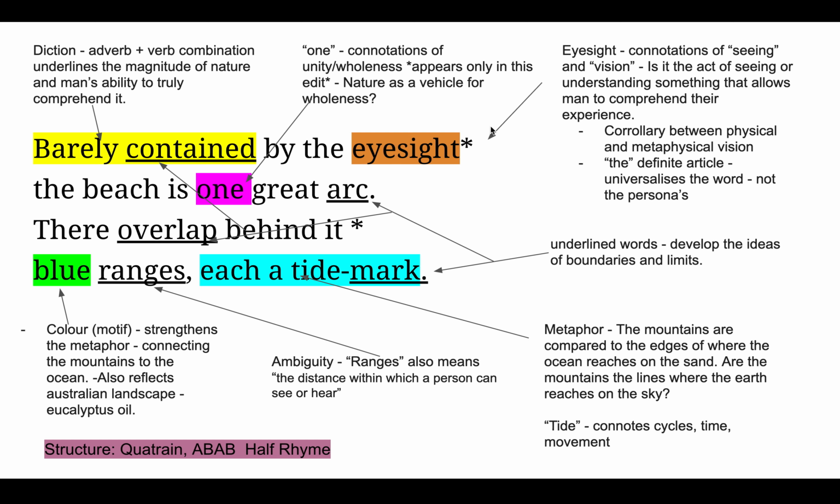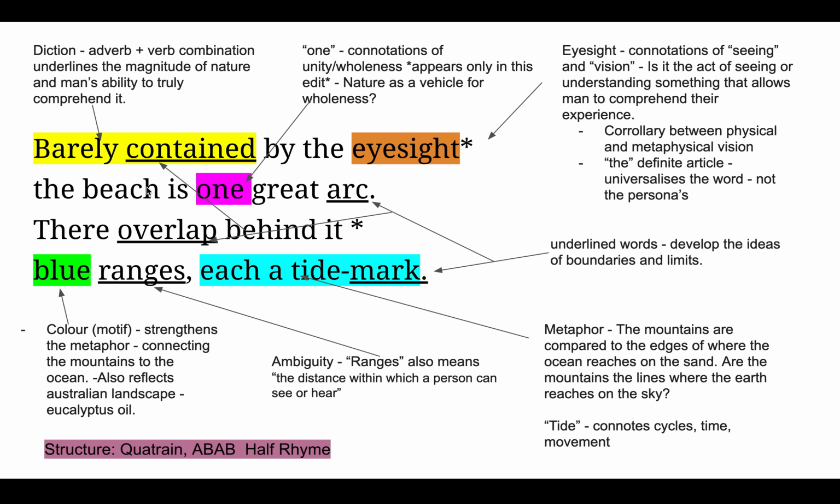Now, there's a corollary, or a sort of connection between the physical vision and the metaphysical vision. So between seeing something physically and seeing something as an understanding. And I think that's further emphasized by the use of the eyesight, which is a definite article, which universalizes that word. So it's not just the persona's eyesight, it's eyesight in general. And it's saying, is our ability to see things, even if barely containing it, is that what lets us understand it? Now, the focus of that is the beach.